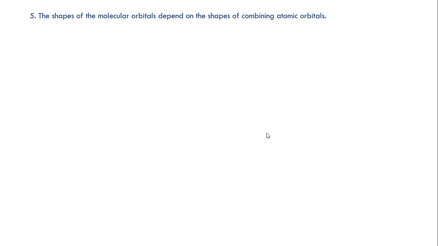The s orbital has a spherical shape, and p orbitals have a dumbbell shape, but with different orientations. We need to consider the orientation too, and the d orbitals have a double dumbbell shape. So the shape of the combining atomic orbitals affects the shape of the molecular orbitals.